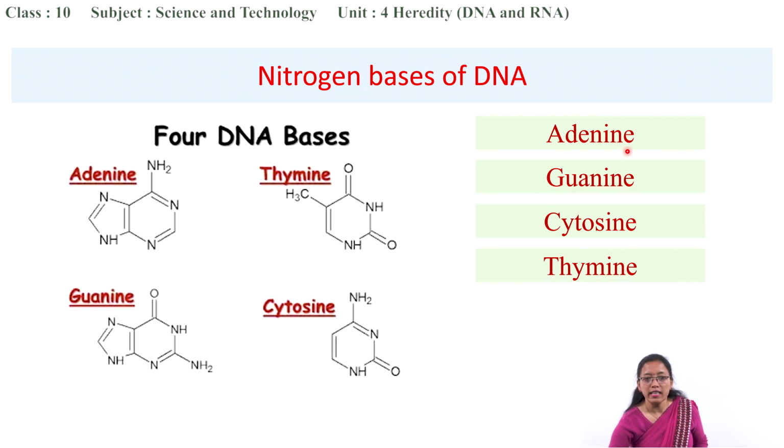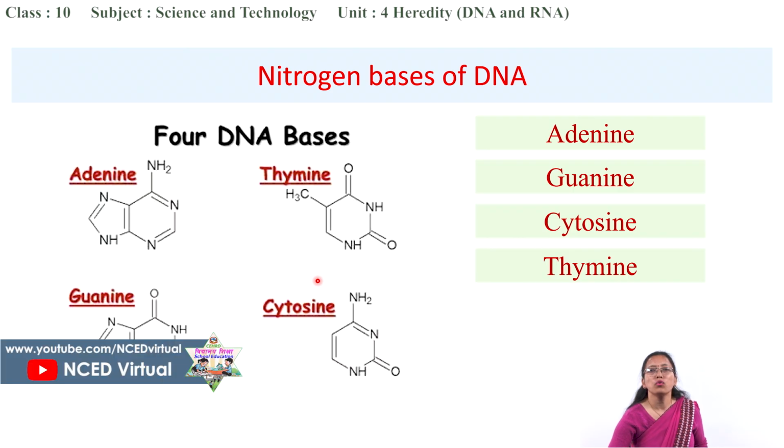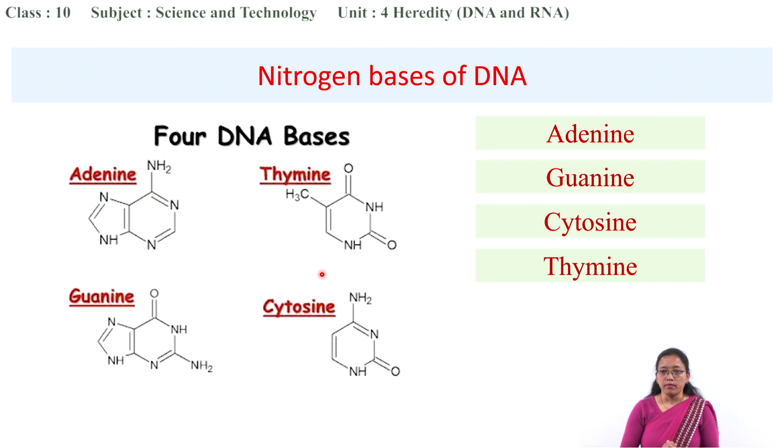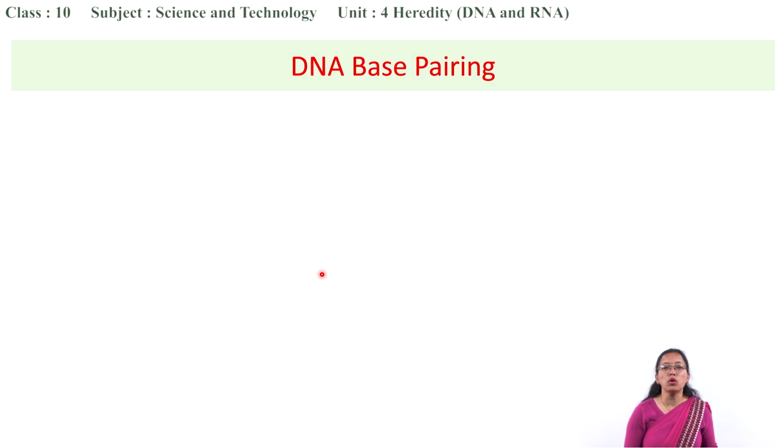Now, what are the nitrogen bases present in the DNA? These are adenine, guanine, cytosine and thymine. This is adenine, this is thymine, guanine and cytosine. These are the four different bases which are present in the DNA. How are they bonded? How are these four nitrogen bases located in the DNA?